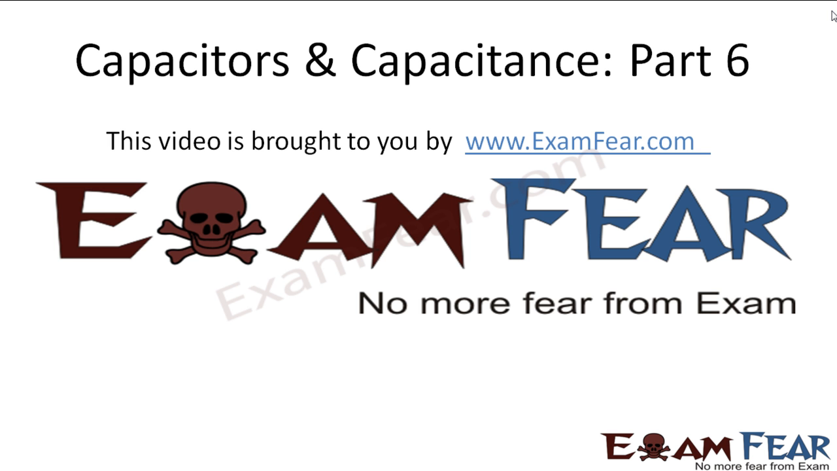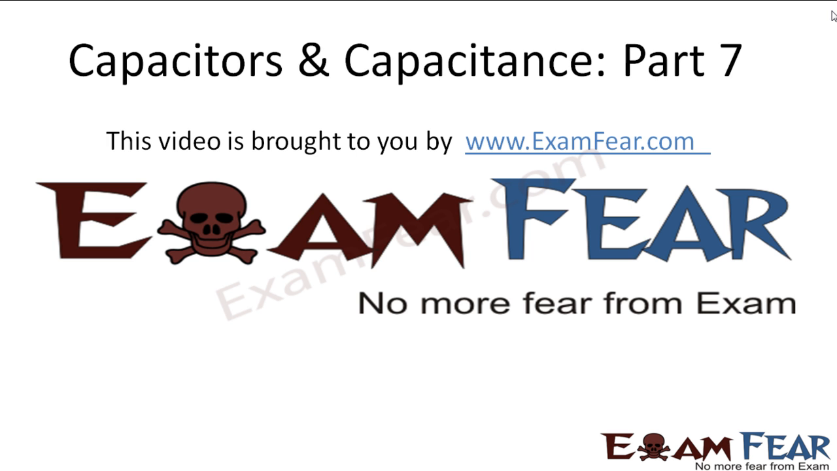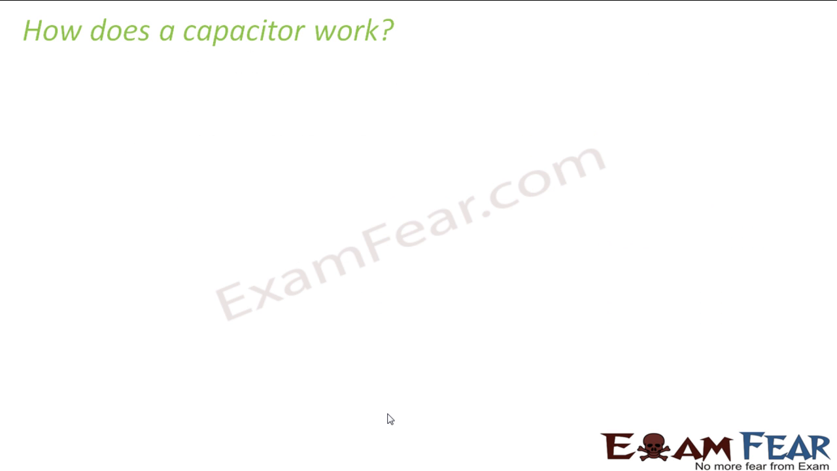Please make sure that you have watched all the videos till part 5 before going ahead with part 6. Now it is time to see how a capacitor basically works. We still remember the construction of the capacitor. It consists of two conductors, as I already mentioned, separated by an insulator.